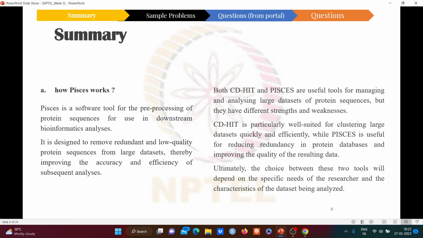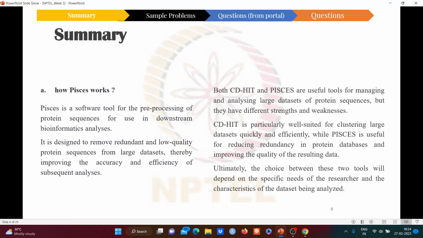This helps to ensure that the resulting reference dataset is of high quality and suitable for use in a wide range of computational biology applications. Overall, this is a powerful tool for curation and filtering of protein sequences and has become an important component in many bioinformatics workflows.